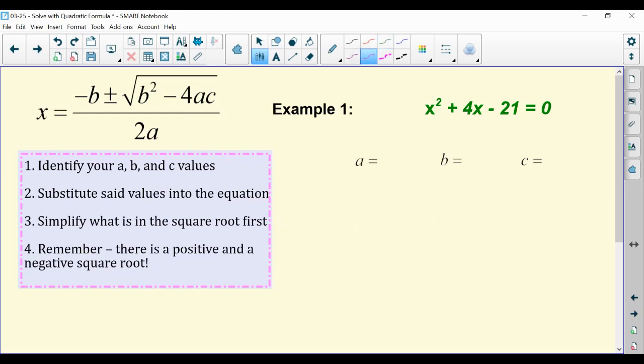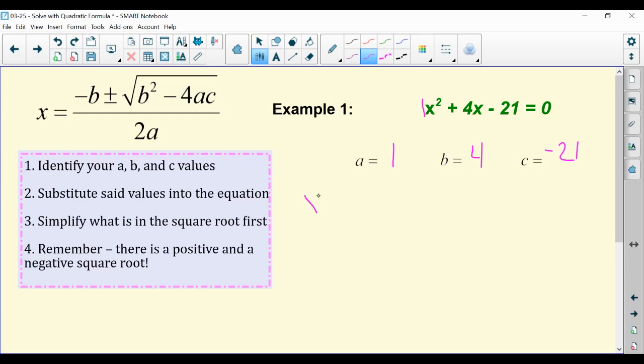All right, so first let's identify a, b, and c. a is in front of the x squared term. If I don't see anything, then I know that that is a 1. So a is a positive 1, b is a positive 4, and c is a negative 21, right? So make sure you account for the signs. It's really important, right?